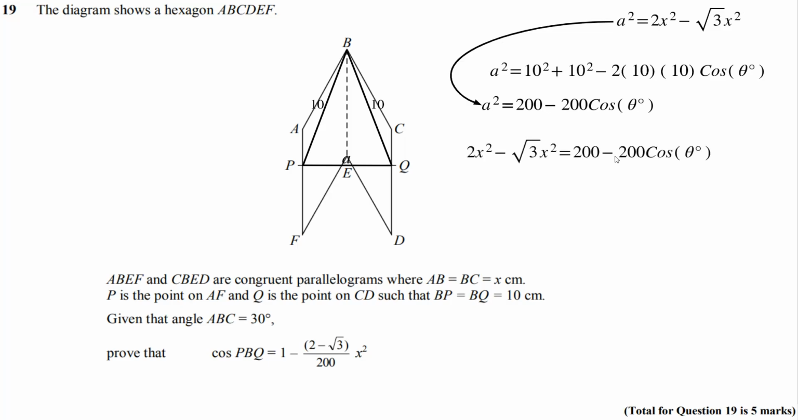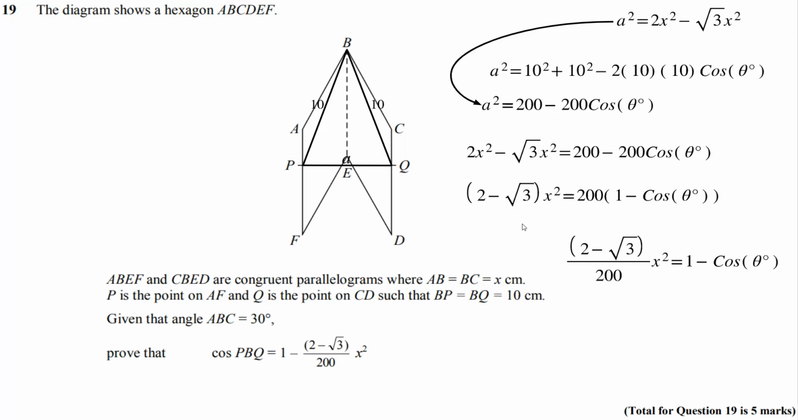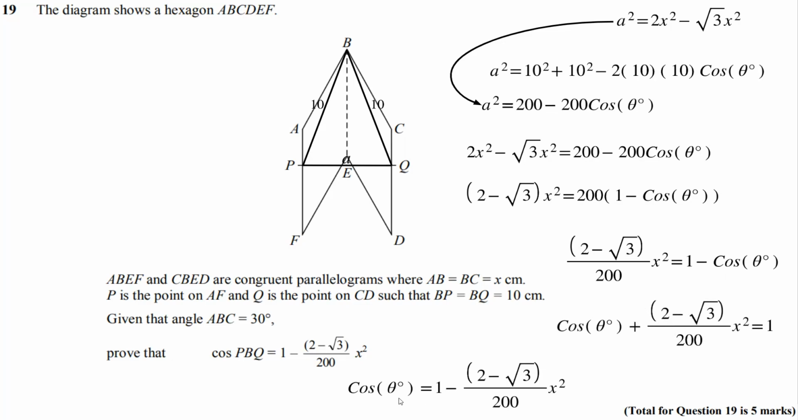to get that. And then here you can just factor out an x squared, and here you can factor out a 200 to get that. Divide this side by 200 to get that. And now we can add cosine theta and then minus whatever this is. Get cosine theta is equal to this. Okay, and this is very close.